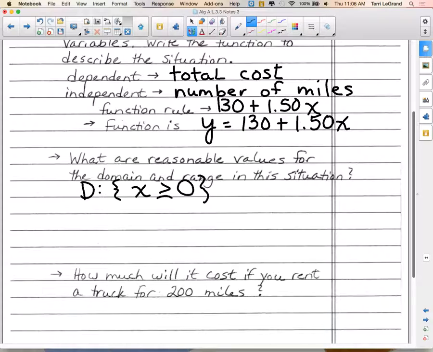Okay, so the reasonable domain is x is greater than or equal to 0. And we're just going to make this little note. Why did we say that? Cannot have negative miles. This is what helped us decide that a reasonable domain for this is all numbers greater than or equal to 0, because there isn't such a thing as negative miles. No fraud's going to happen in our lives.